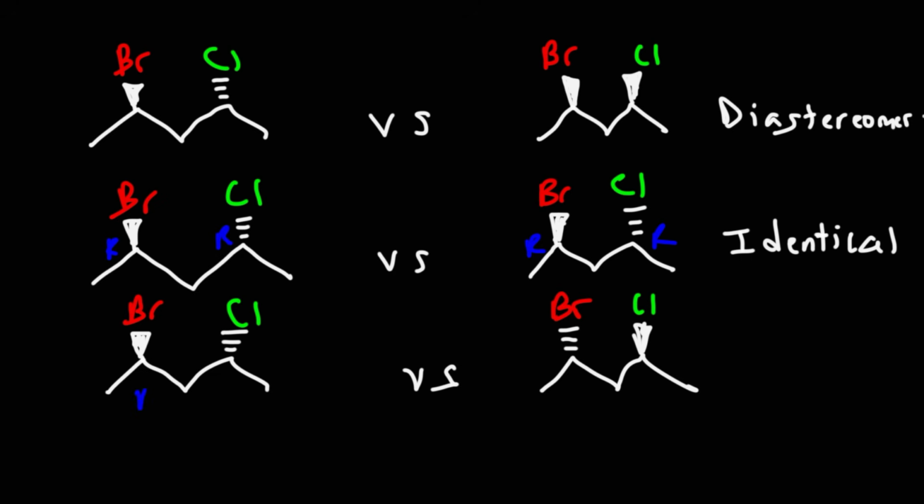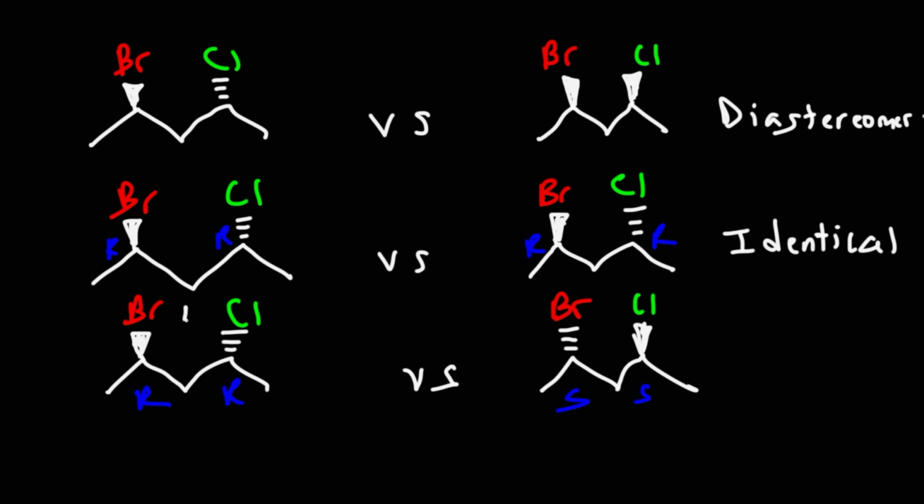Now what about for the next pair? Let's assume these are R. This would switch to S, and this would switch to S as well. So the configuration of all chiral centers changed. What do we have here? When the configuration of all chiral centers change, you have two options. Either it's enantiomers or meso.